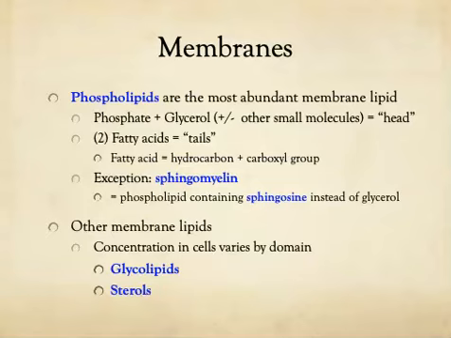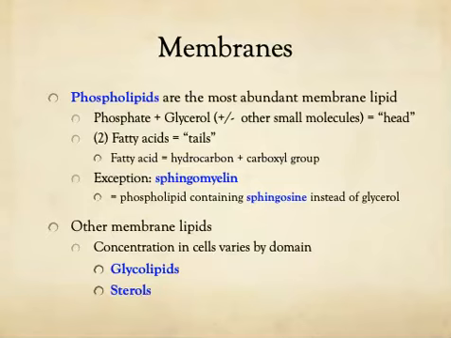But understand that the vast majority of phospholipids contain a glycerol and a phosphate in the head region, and two fatty acids as tails. There is an exception to that anatomy in this molecule called sphingomyelin. Sphingomyelin doesn't have glycerol in its head. It has a molecule called sphingosine instead.